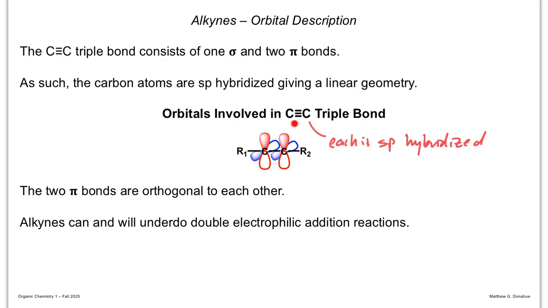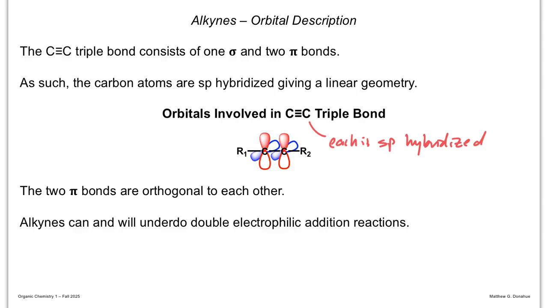So each carbon atom of the triple bond is sp hybridized. That means it's supplying two sp hybrid orbitals that form sigma bonds, and then it has the two empty p orbitals that combine to form these pi bonds. And the pi bonds are orthogonal to one another. That means they lie on different axes.